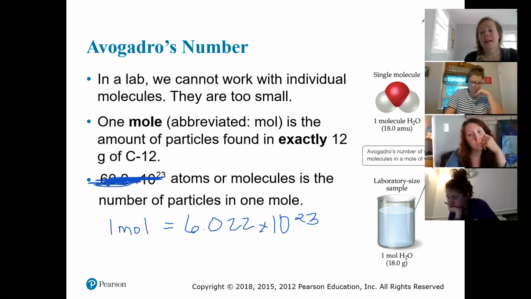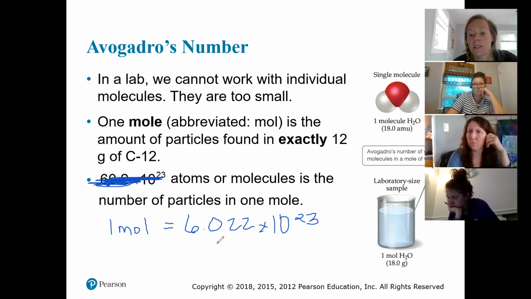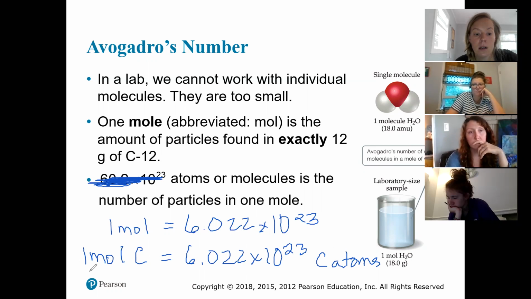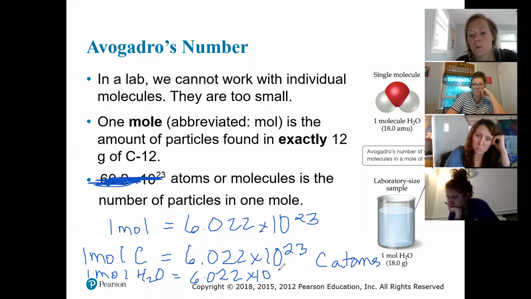This applies to anything, okay? So 1 mole of anything is equal to 6.022 times 10 to the 23rd individual pieces of it. So if I say I have 1 mole of carbon, that is like saying I have 6.022 times 10 to the 23rd carbon atoms. If I say I have 1 mole of H2O, that is the same as saying 6.022 times 10 to the 23rd H2O molecules. So the mole tells us something about how many of the individual parts we have.